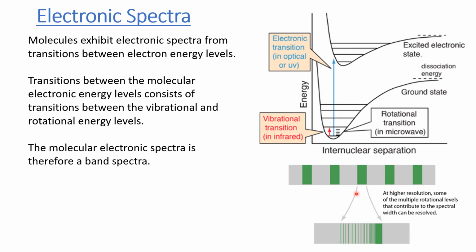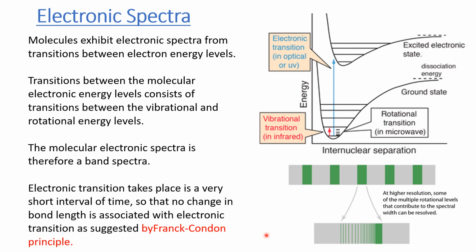When we have a high resolution spectrometer, and if we resolve this band, we will see that this band actually consists of spectral lines contributed by the rotational, vibrational, and electronic transitions. And one important point is that whenever an electronic transition takes place, it takes place in a very short interval of time. That is, there is no change in the bond length associated with the electronic transition.